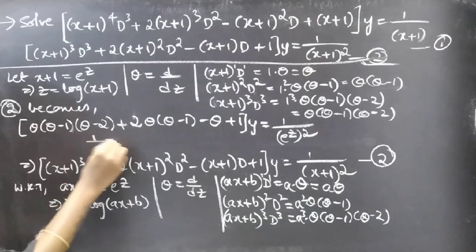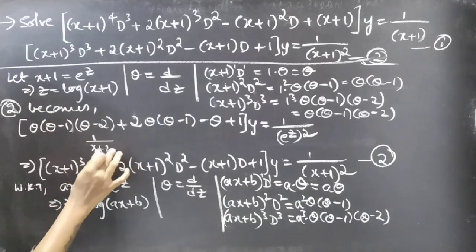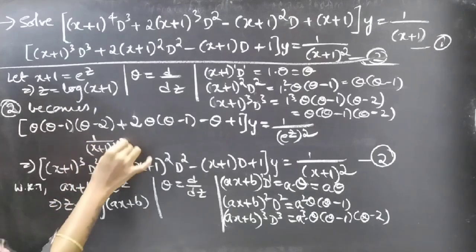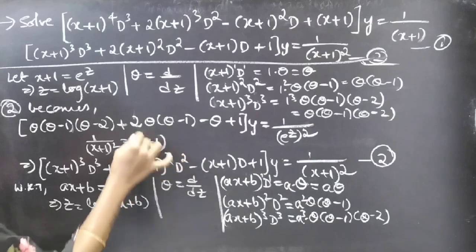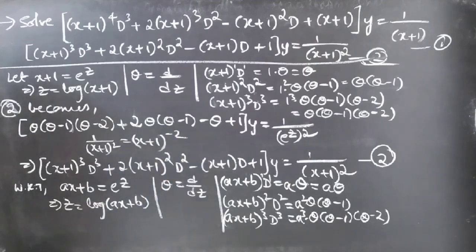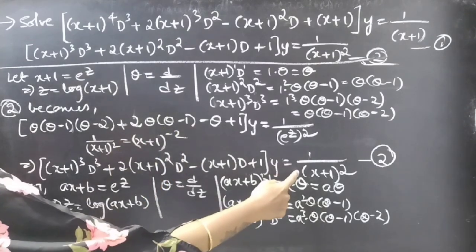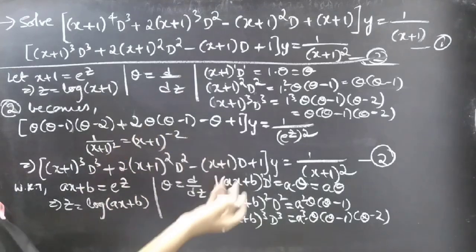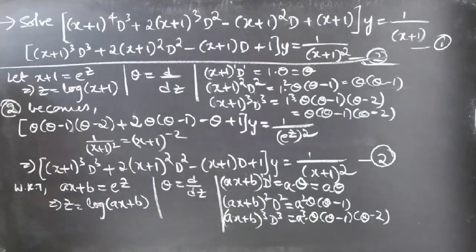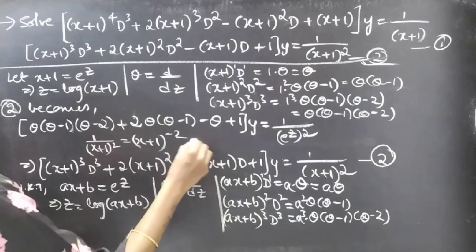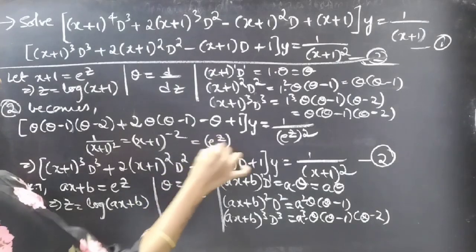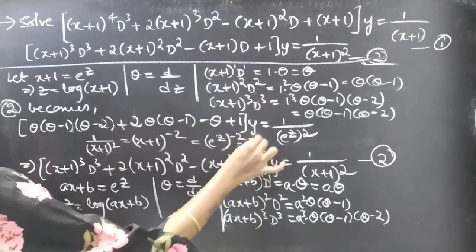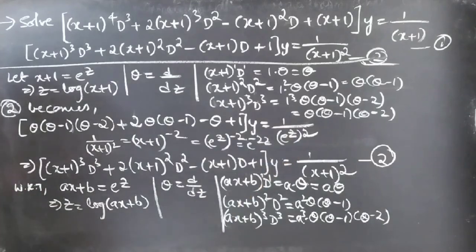Since 1 by (x plus 1) whole square equals (x plus 1) power minus 2. If you write 1 by (x plus 1) whole square as (x plus 1) power minus 2, then in the next step, replacing x plus 1 by e power z, you will get (e power z) power minus 2. This is e power minus 2z. Okay, you will get the same thing.